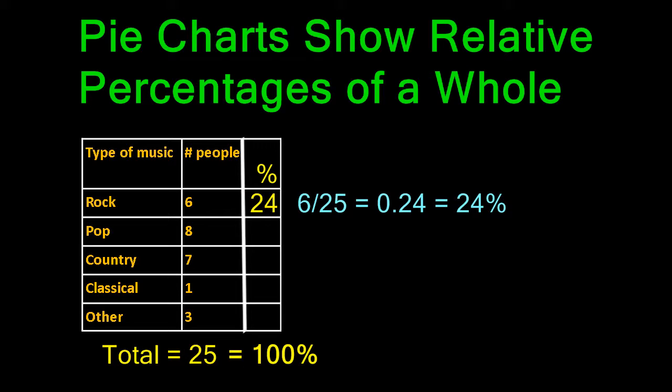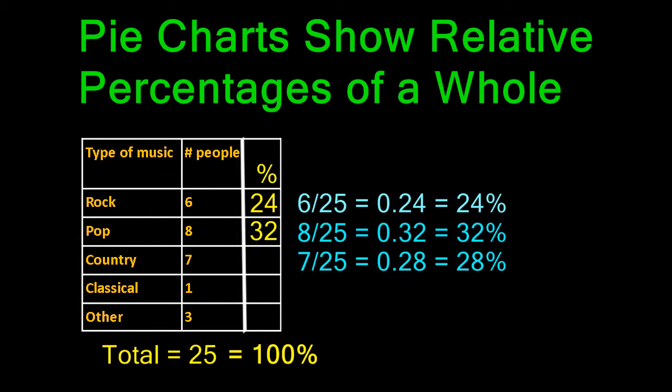In order to calculate the number of people who prefer pop music, we would need to take the number of people, 8, divide it by the total number of people, which is 25, and that would give us 0.32, or 32%. 7 people liked country music, so we take 7 divided by 25, which is 0.28. That means that 28% of the class prefers country music.